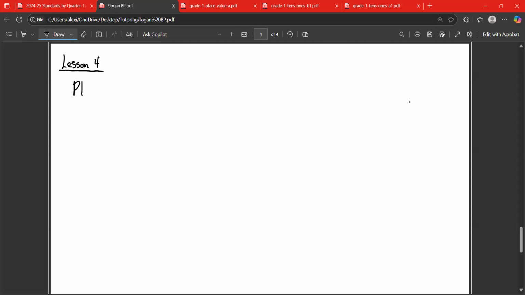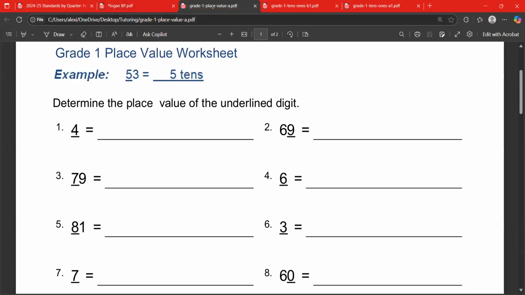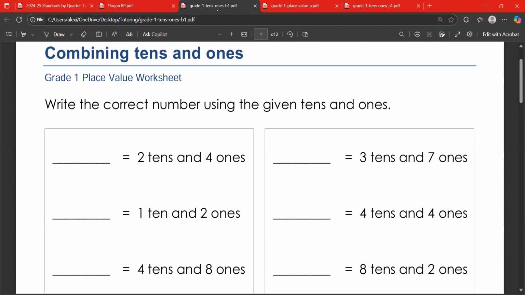So there's these things called place values. And these are where the digits of a number are located. So we're going to start with the ones and the tens. So let's look at some examples together. Here's a good one. All right, so it says, write the correct number using the given tens and ones.